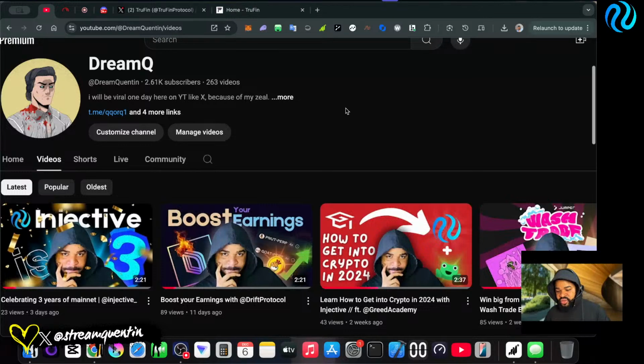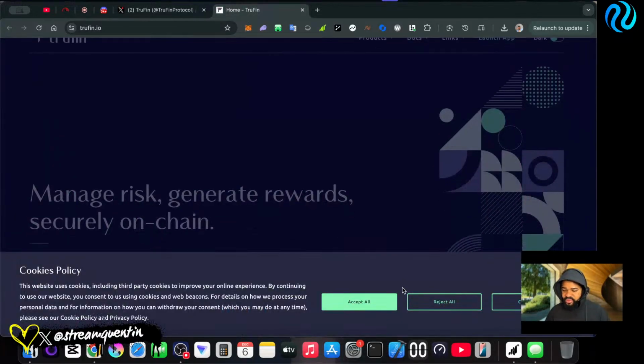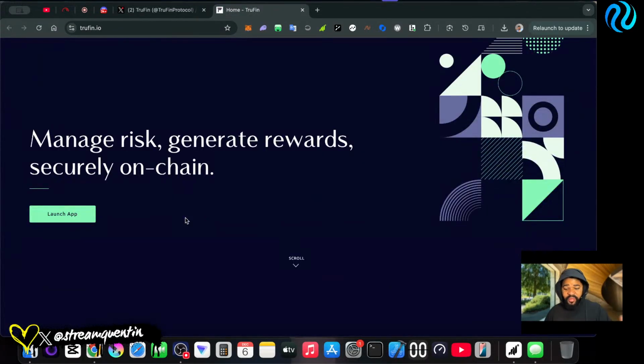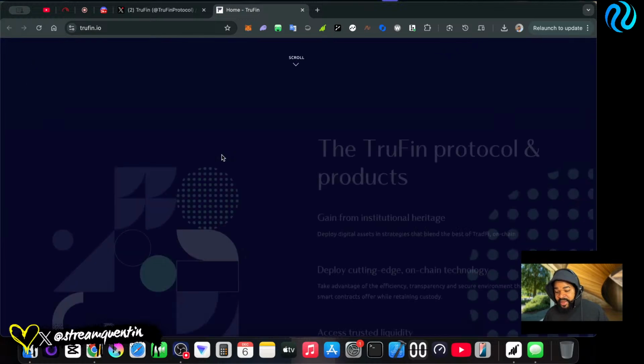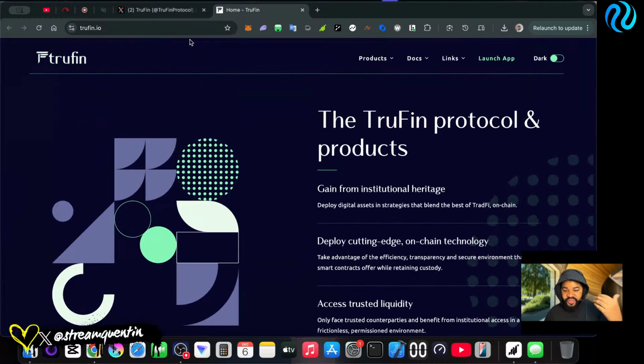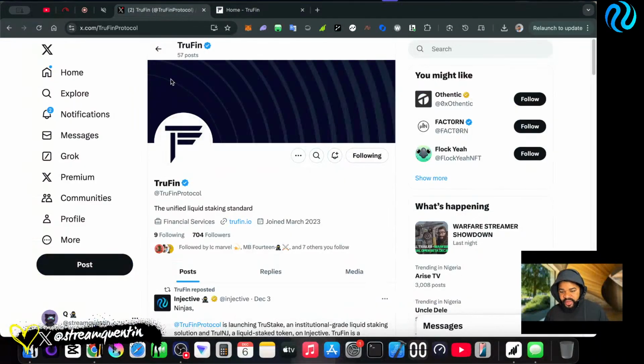Now heading back to TrueFin, we have manage risk, generate reward, and security. Definitely, because it's liquid staking, like I said, you don't have to lock up your funds and wait till it all tanks all the way down. So this is what is happening on Injective: a fresh new integration with TrueFin, which is not bad at all.